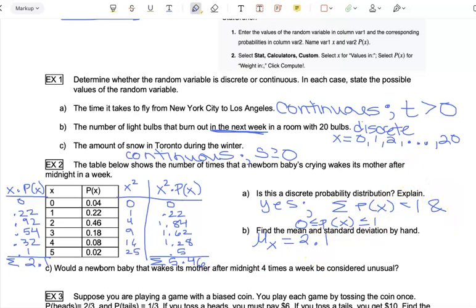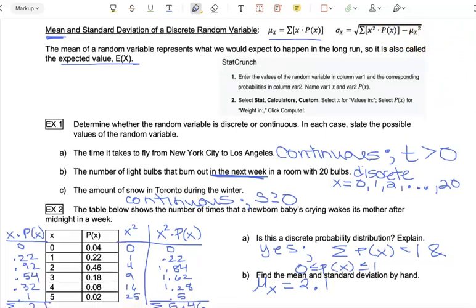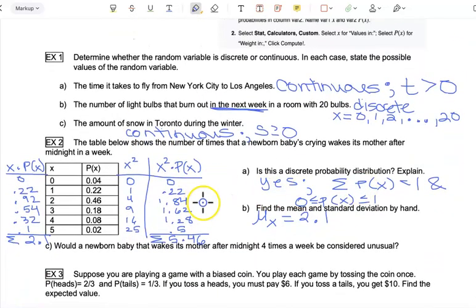So when I go to calculate the standard deviation, if I look back up at the formula, I have the sum of all x squared times p of x. I know what mu sub x is, so this is all under the square root. I've got the square root of my 5.46 minus the square of that mean. And again, it's all under the square root.